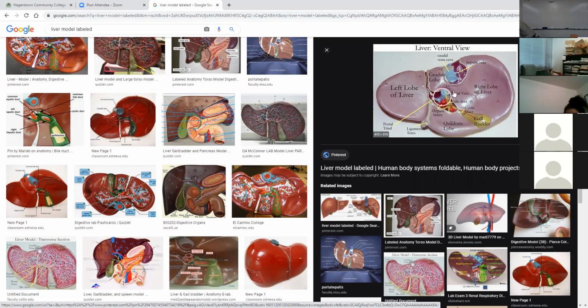And then right in here, we call this the porta hepatica. And it's got 3 vessels in there. The blue one being portal vein, the red one being hepatic artery, and the green one being the common bile duct.